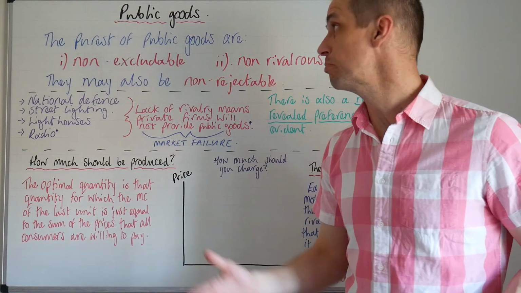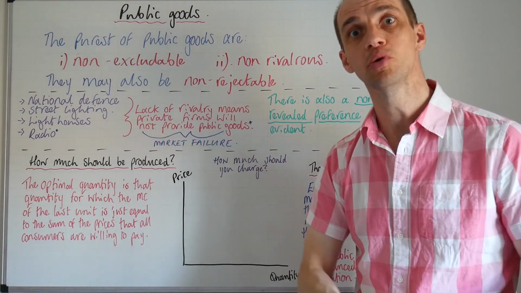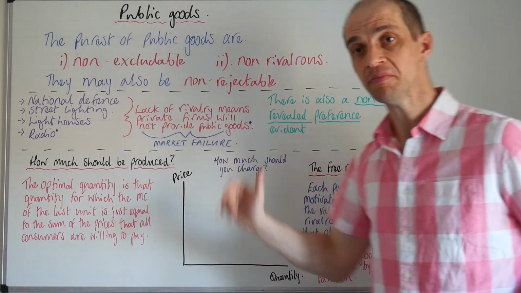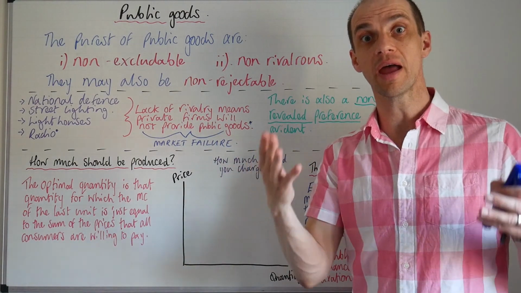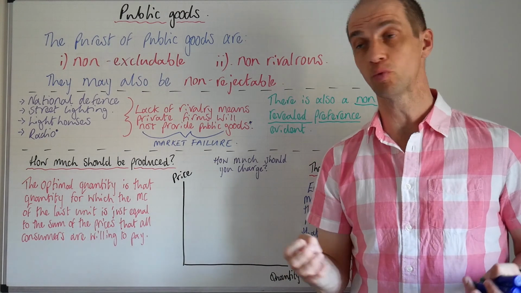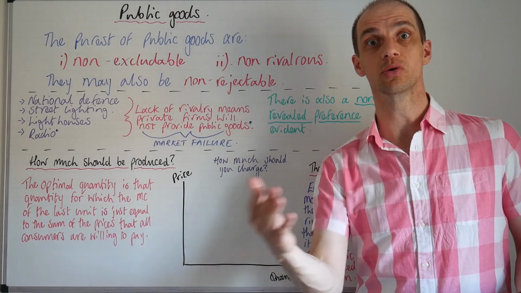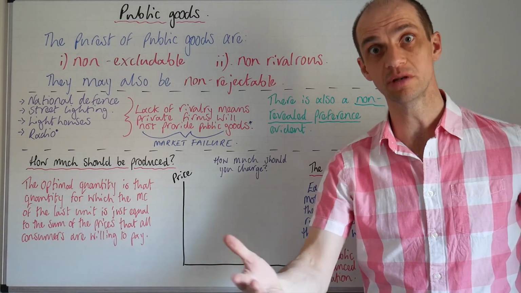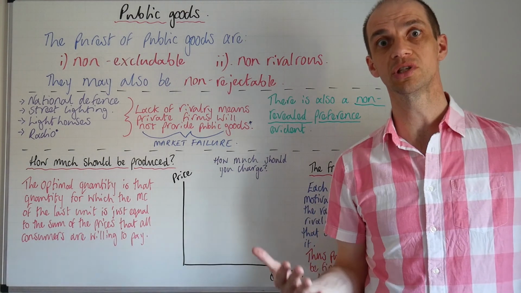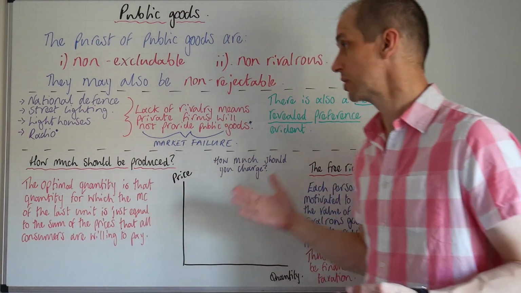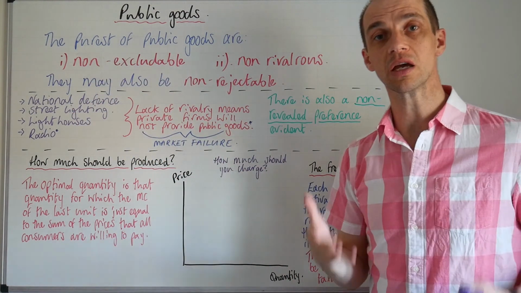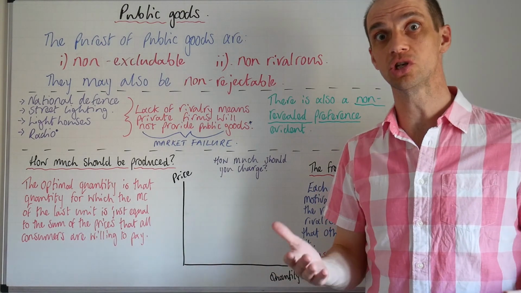That really means that, firstly, non-excludable: you cannot stop anyone from consuming those products. Moreover, there is not going to be any rivalry in consuming those goods, so one person's consumption of a public good does not diminish the available quantity. In addition, there may also be a non-rejectable feature to them.